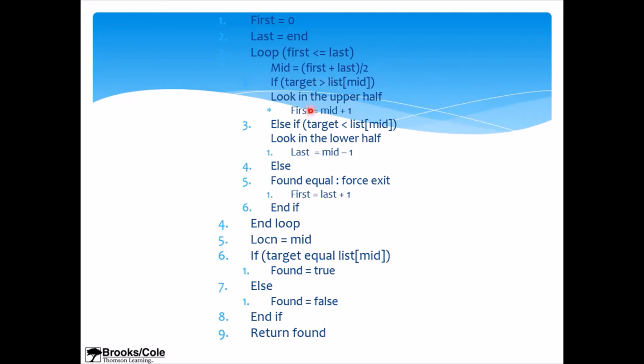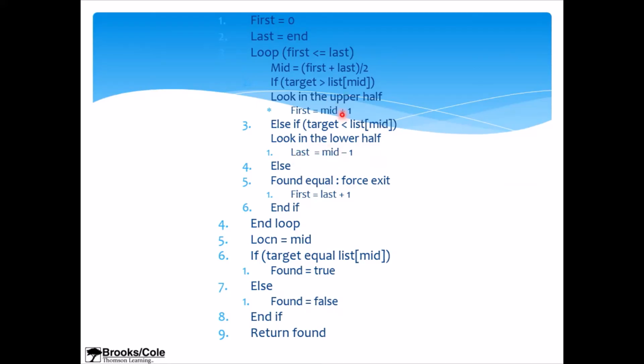Otherwise, if it's false, then we are going to have another condition to test if the target is less than the middle element of the list. So in that case, we're going to look in the lower half and omit the upper half. So by looking at the lower half, we're going to change the position of the last. So how are we going to change the position of the last? By changing it to mid minus 1.